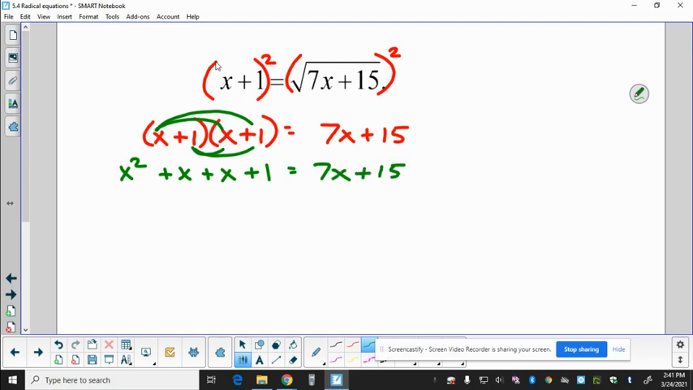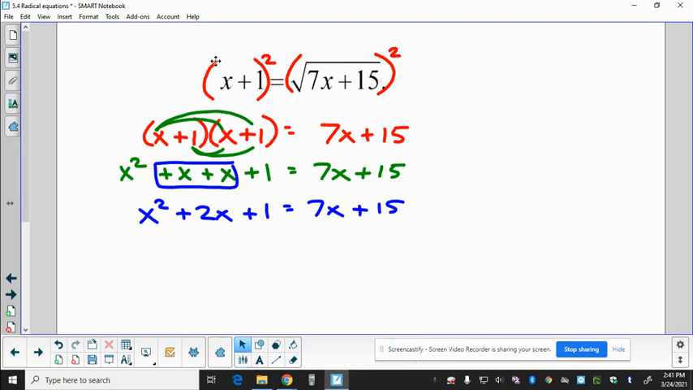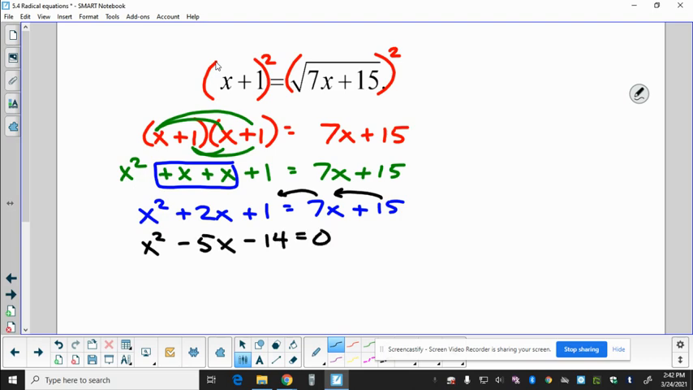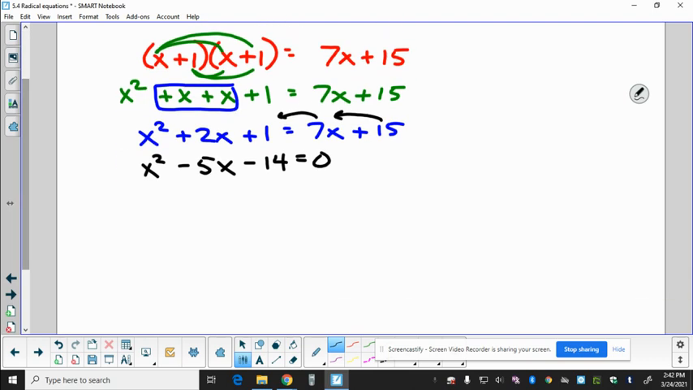I think we can put some like terms together here. And then maybe also collect everything to one side. So that's the next thing we're going to do. Let's move this and that to the other side. Okay, so let's see what that would be. So if you subtract 7x and you subtract 15, now we've got to solve that.